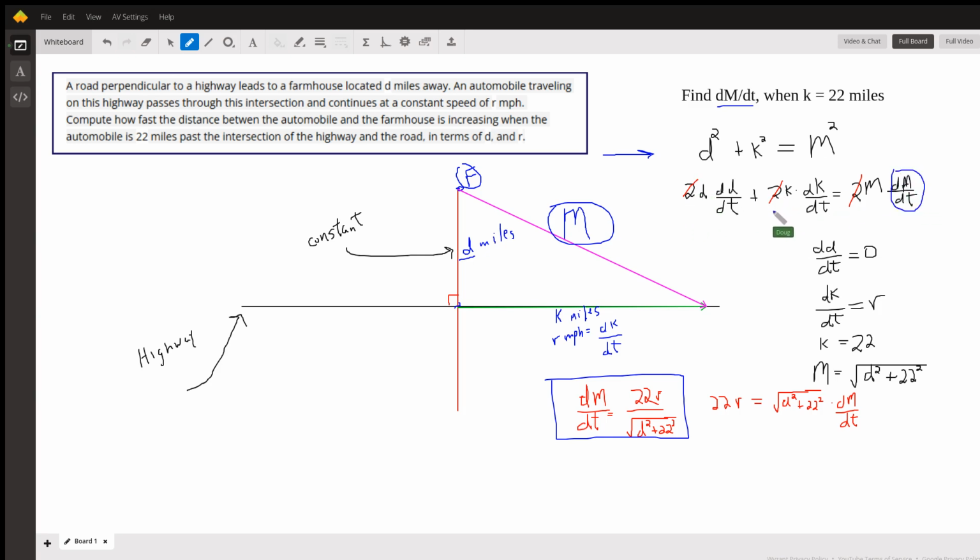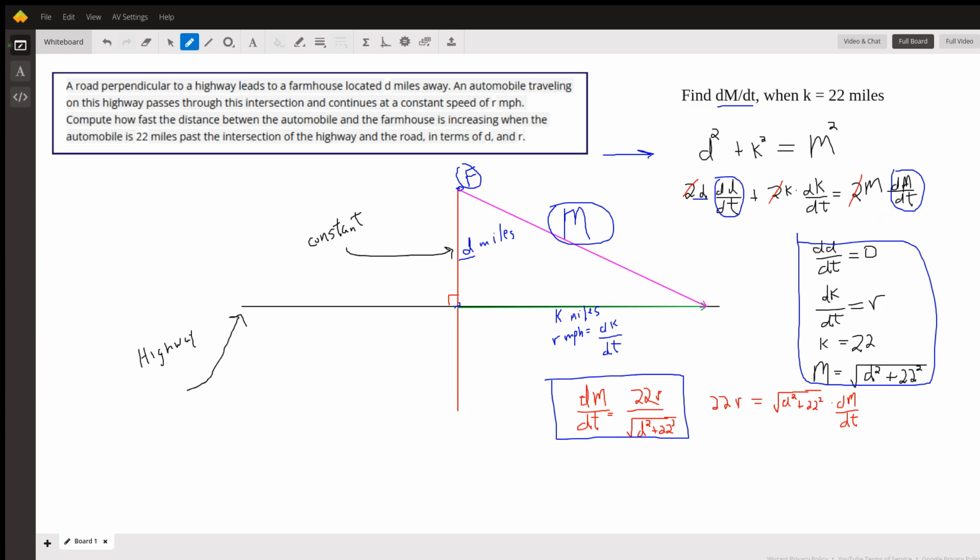Notice I canceled out all these 2's by dividing every term by 2, and then make these observations. This distance is not changing with respect to time, so this is a 0. K we're given is 22 miles. dk dt is really r. That's how fast this car or automobile is traveling.